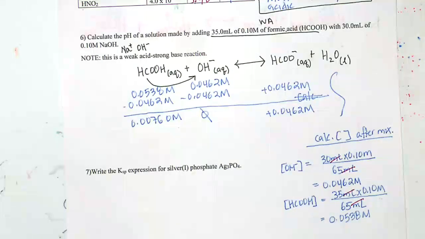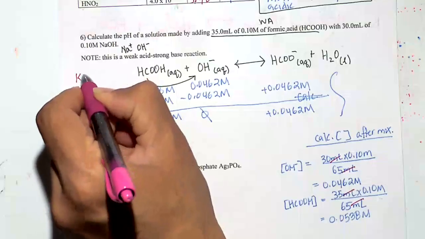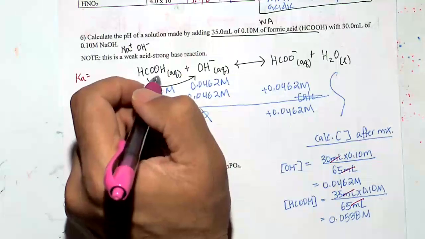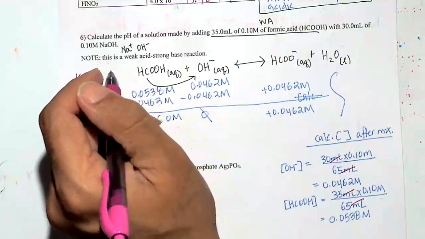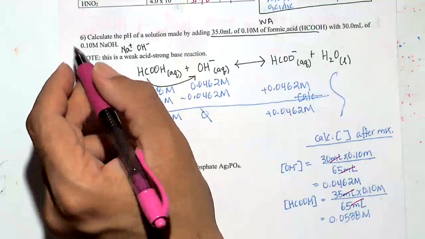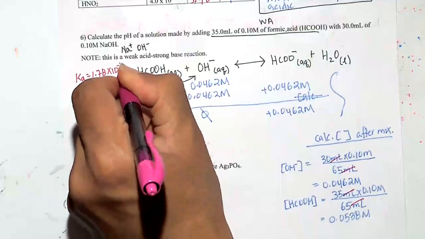All right, so even though it's not given to us in this problem, there's two things that I will give you on the actual exam. One is the Ka for the acid. In this case, it will be another weak acid, but not formic acid, just another weak acid. I'll give you the Ka of that. But the Ka for this specific acid is 1.78 times 10 to the minus 4.